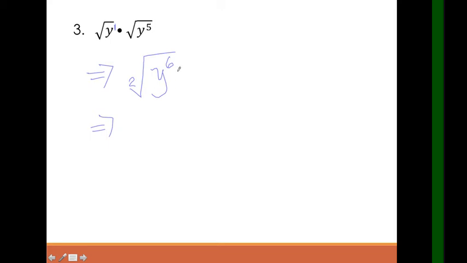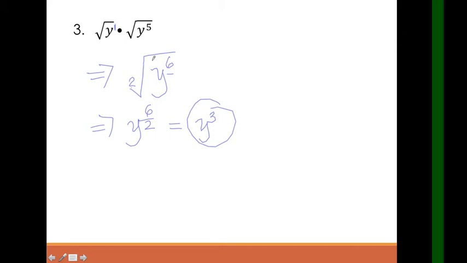So, we need to transform this into exponential form muna. So, gagawin natin siyang exponential form. So, that will become y. This exponent will be the numerator over 2. Makakasunod, which is equal to 6 divided 2. That's equal to 3. Therefore, our final answer is y raised to 3.